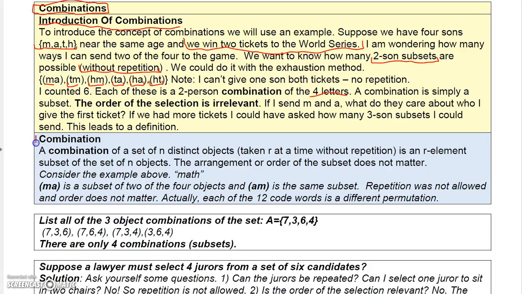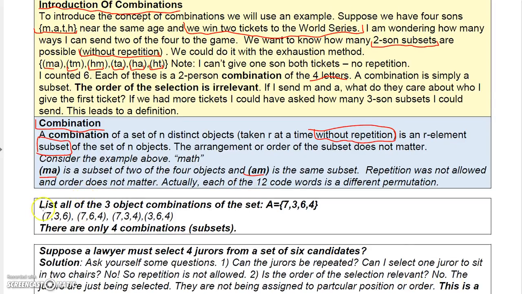Alright, let's go on to a combination definition. A combination of a set of n distinct objects where you take R at a time without repetition, so again, repetition does not apply, is an R element subset of the set of n objects. Here, instead of arrangements, we're looking for subsets. We're not looking for the number of arrangements within the subsets, just the number of subsets. The arrangement or order does not matter, like the example above. MA and AM is the same subset. So order does not matter, and repetition is not allowed.